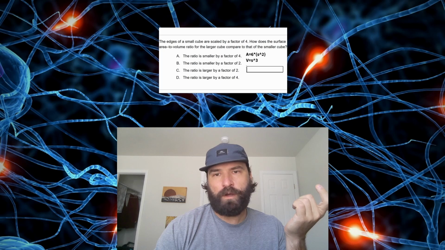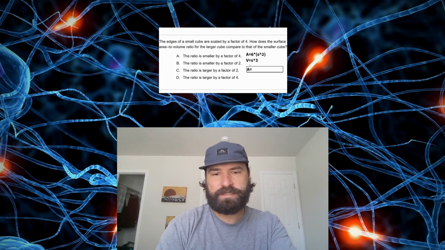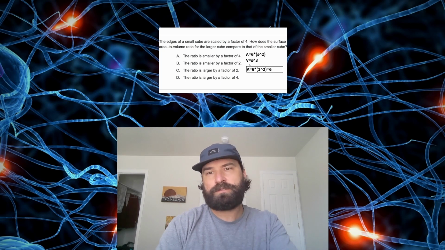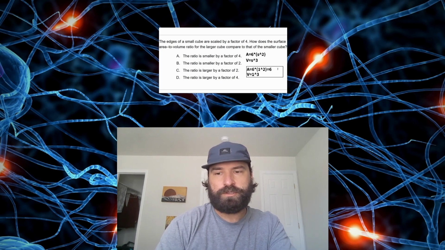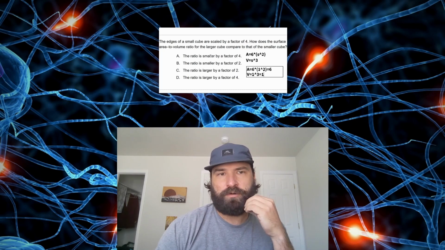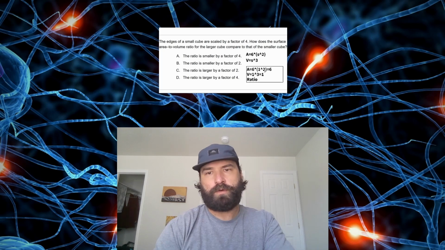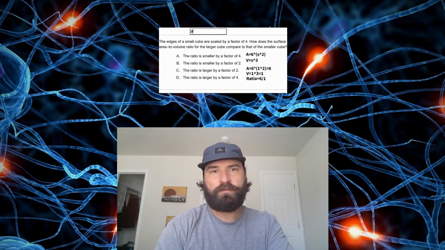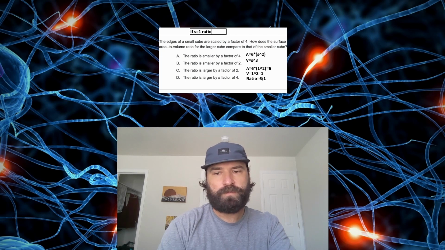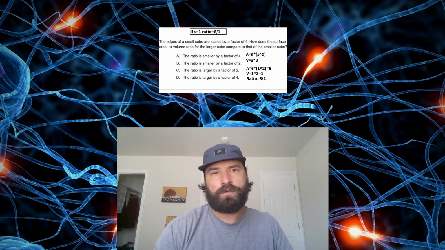So if we had a side length of 1, our surface area would be 6 times 1 squared, which is still 6, right? 1 squared is 1, times 6 is 6. And our volume would be 1 cubed, which is just 1, right? So the ratio, so it says surface area to volume ratio initially, so the ratio is 6 over 1 for the smaller cube. So I'll write that up here. If S equals 1, ratio equals 6 over 1, right?